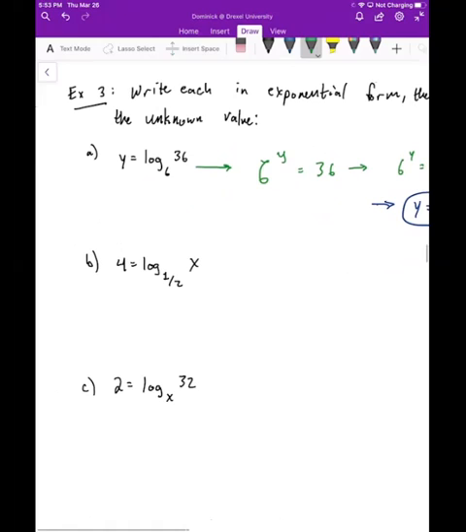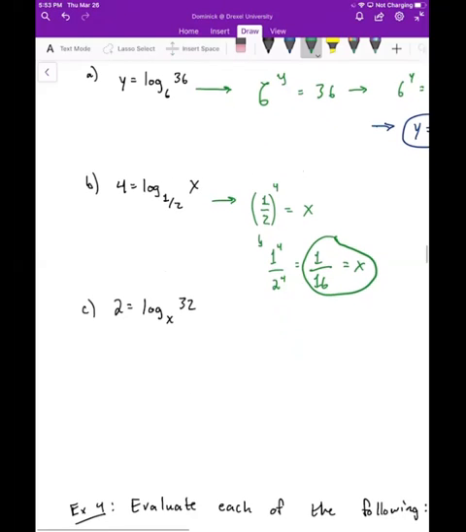So now if we convert this to exponential form, base is still the base, so we have a 1/2. And then this is raised to the 4th power, because the thing that's not with the log should be with the exponent. And this will be equal to x. So now, of course, 1/2 to the 4th power would just be 1 to the 4th over 2 to the 4th. 1 to the 4th is just 1, and 2 to the 4th should give you a 16. So that's going to give me x.